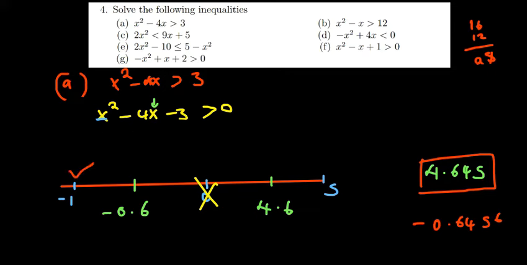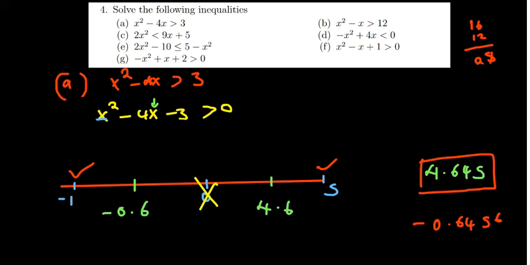You can try the right part, the right hand side. After 4.6, we can try 5. 5 squared will be 25. 4 times 5 will be 20, minus 3. So 25 minus 20 minus 3, that is a 2, which is also true. So the right hand side has also agreed.